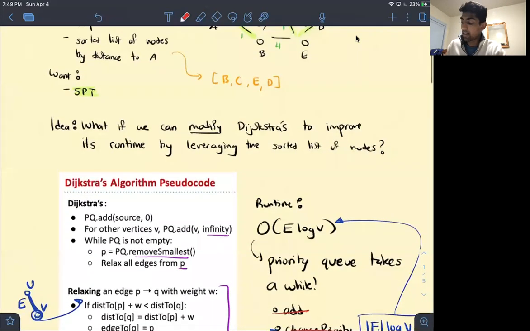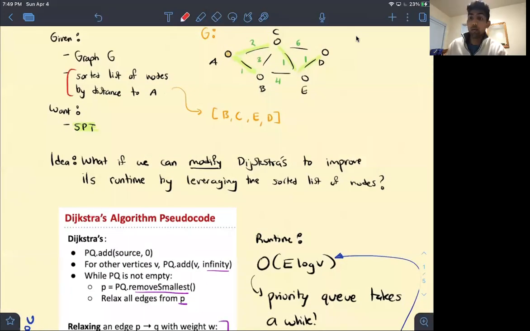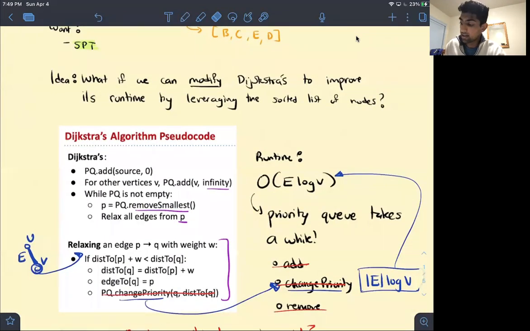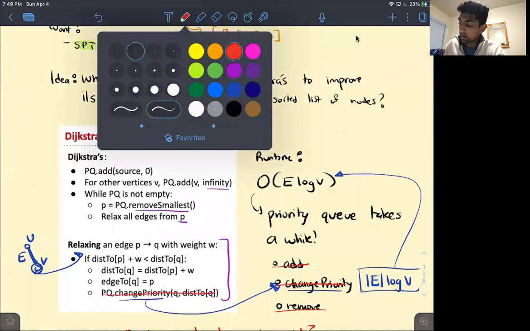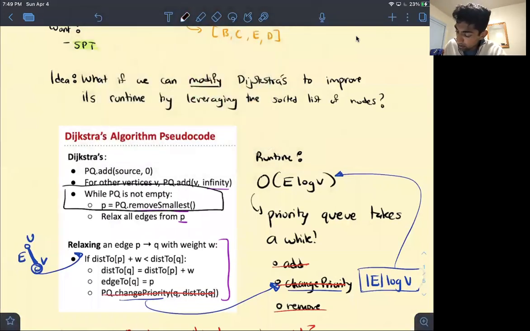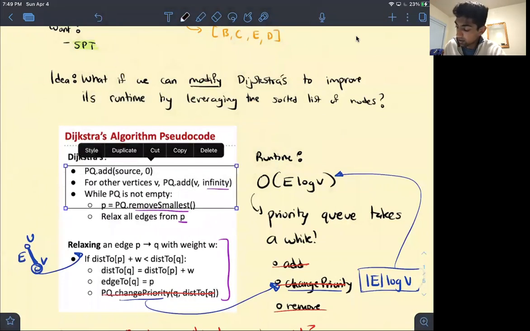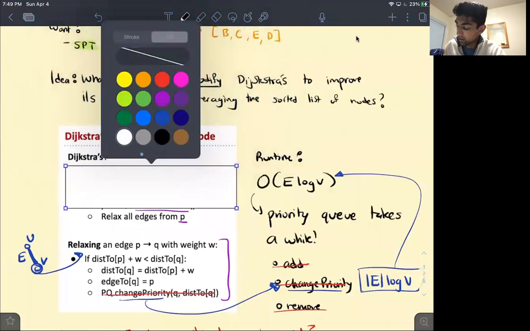But now that we have a sorted list of nodes, we know the order of the vertices that we should be visiting, right? We know in this case, we want to go to B, then C, then E, and then D. So there's no real need to use a priority queue if we already know the ordering of these vertices and how we should visit them. So the idea here is, let's remove this code. Let me just make it look like it was never there to begin with.